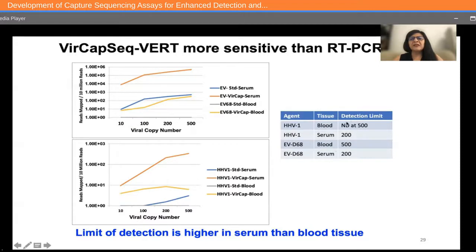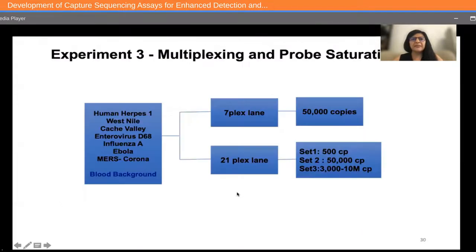And these are the detection limits using qPCR, but we can see that with Vircap-seq Vertebrate, at much lower copy numbers, we have significant detection, showing that it's much more sensitive than RT-PCR.